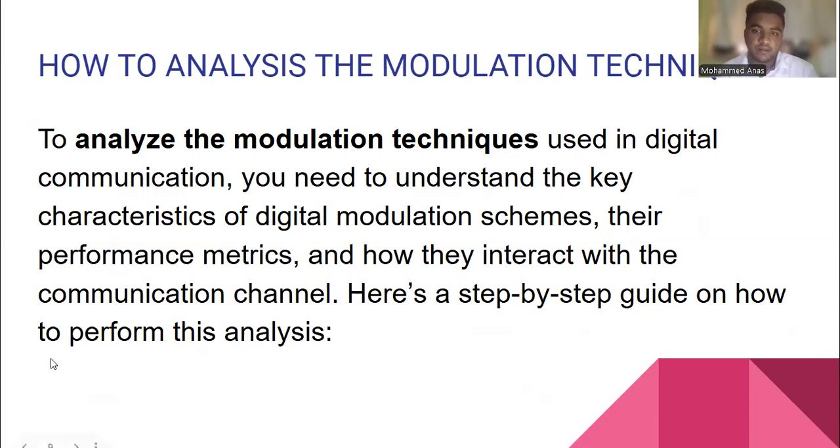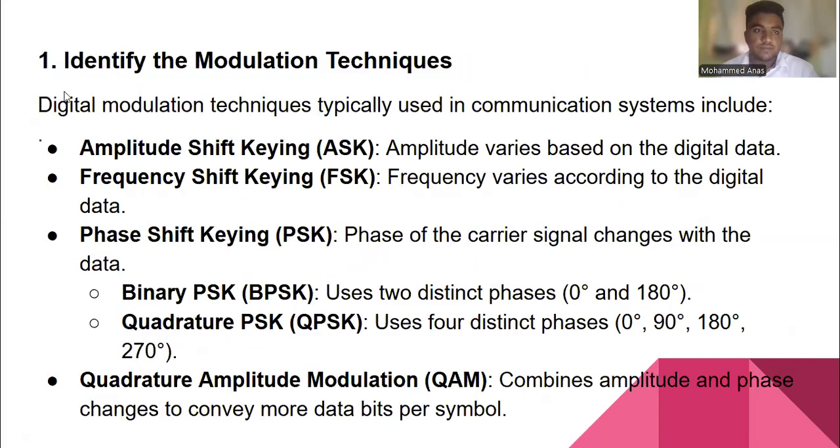Okay, first, identify the modulation technique. It means we have to identify which modulation technique we are going to use for the message signal and the carrier signal to be transferred. In digital communication, techniques typically used in communication systems include ASK, FSK, PSK, BPSK, QPSK.